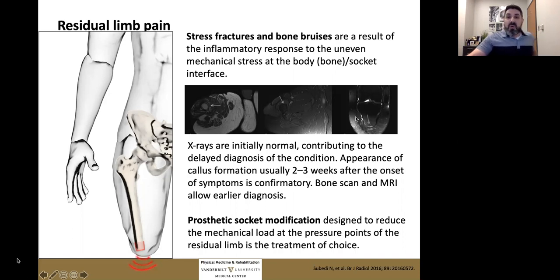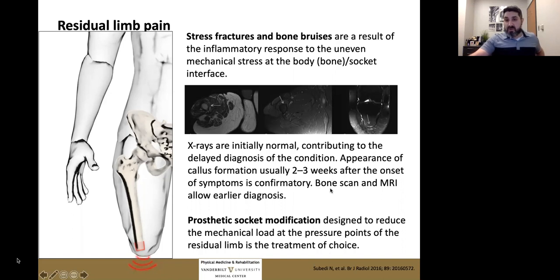Okay, and the thing about this is, what do you do for this? Prosthetic socket modifications. Just make sure they're not slack in there, so there's no permitted movement, because that's just going to keep on happening. Are they doing appropriate supply management? Do we need a major recasting, refitting, etc.? So reducing the mechanical load at the pressure points of the residual limb is the treatment of choice.